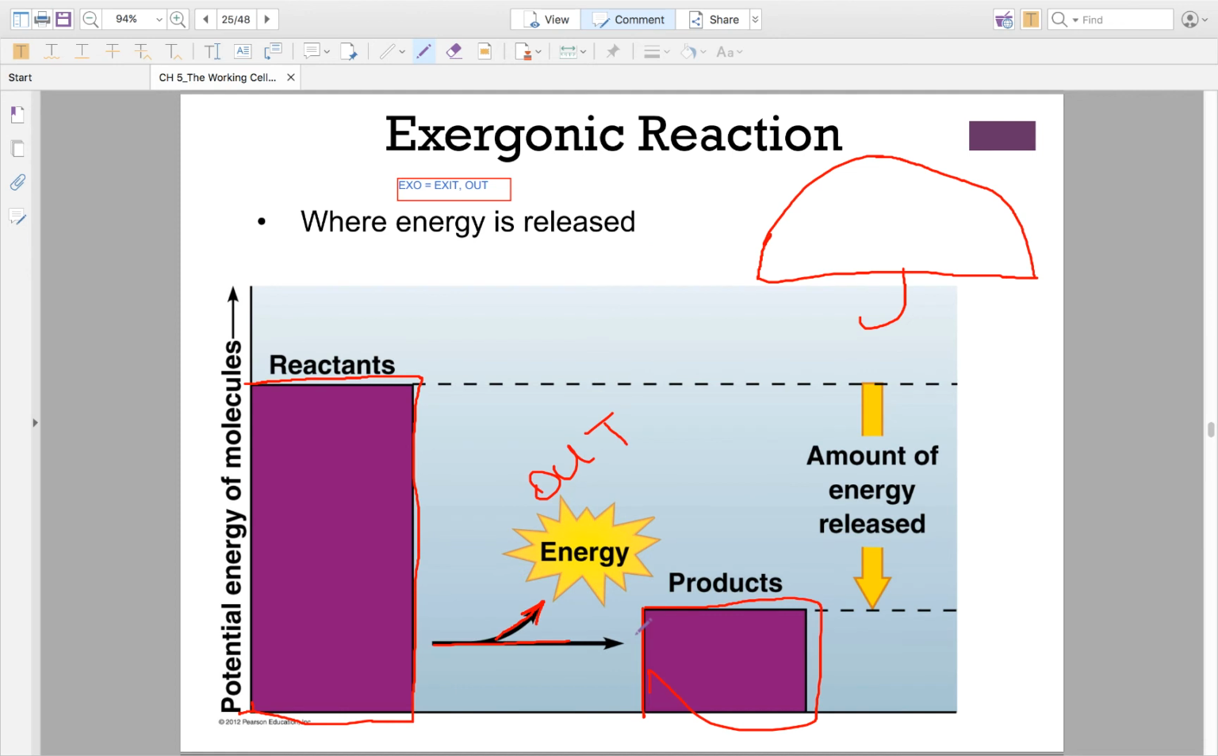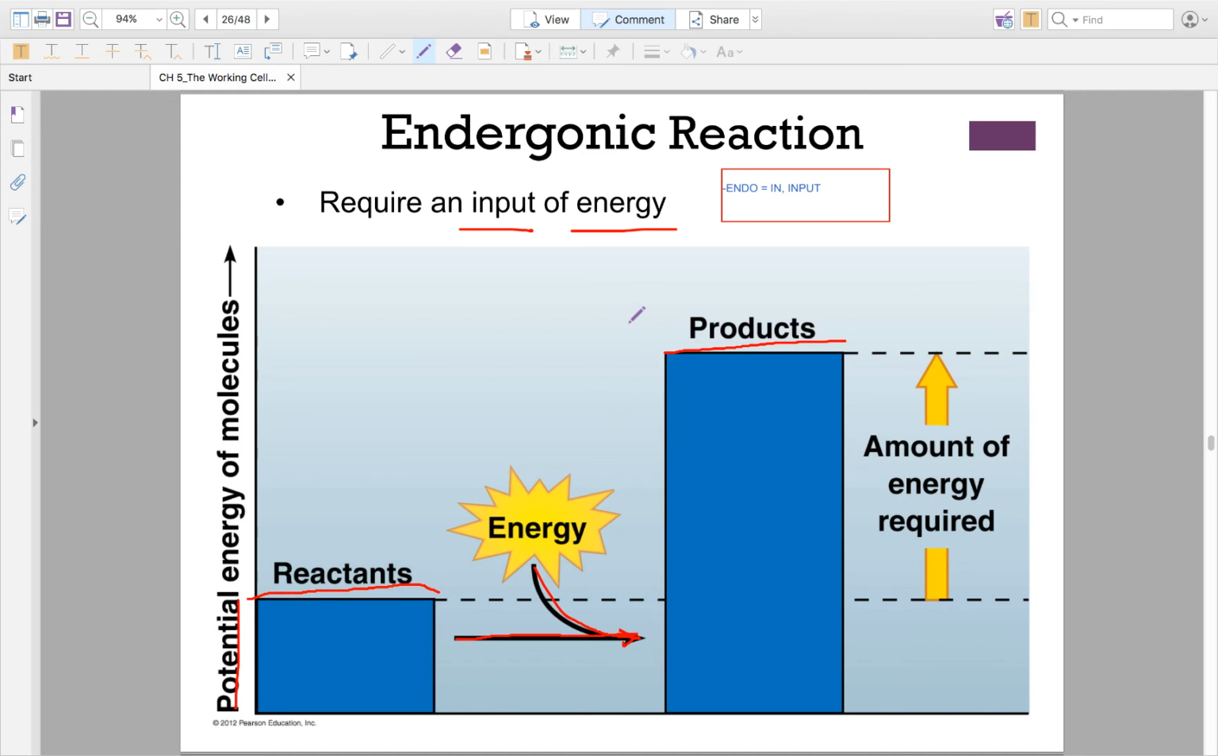Okay, so let's recap. Exergonic reactions are a blanket category term for an endless list of reactions, right? And when these types of reactions occur, they release energy out of the reaction. That's why they're called exergonic. Endergonic reactions are also an umbrella blanket term for a multitude of reactions, but it doesn't matter which reaction it is, it's an endergonic. That means it's going to require an input of energy, a big input.